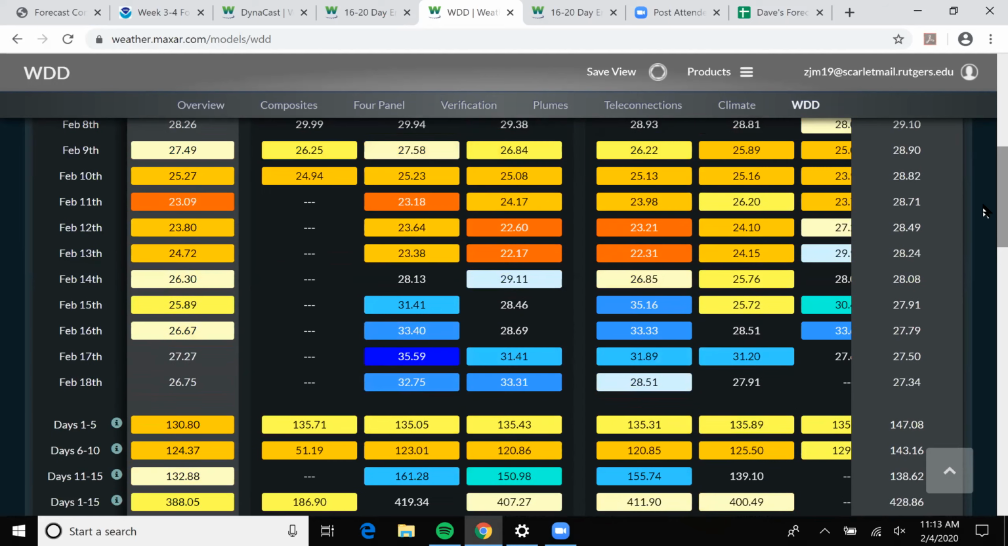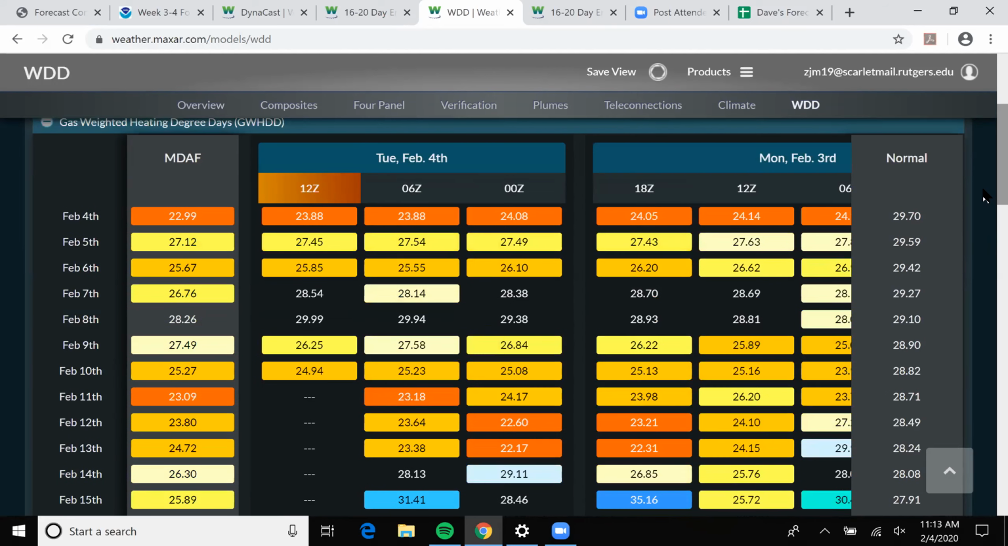So that Feb 10th is what, 24.94. Yesterday's 6Z showed it at 25, 25, and so on. So you can see if the forecast is coming in colder and warmer, et cetera.